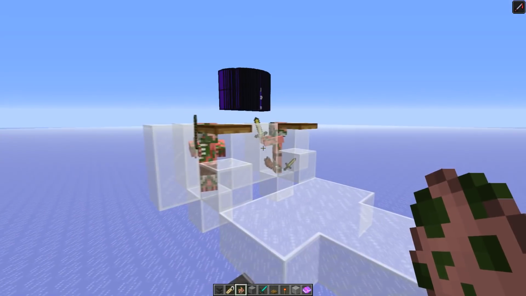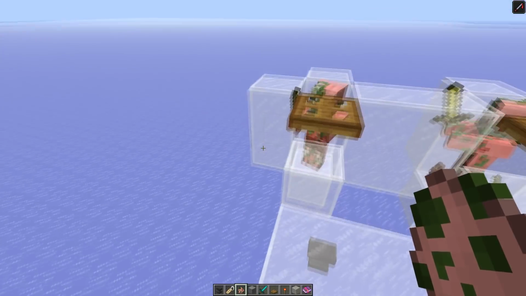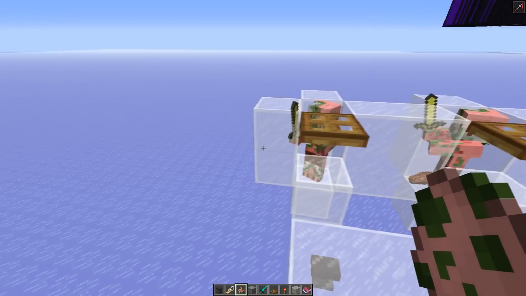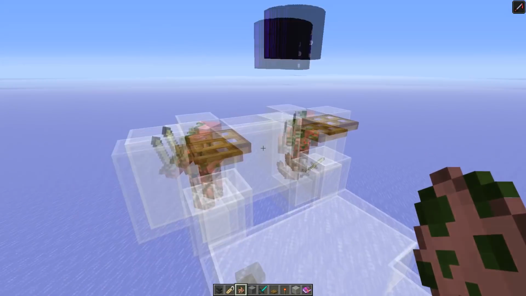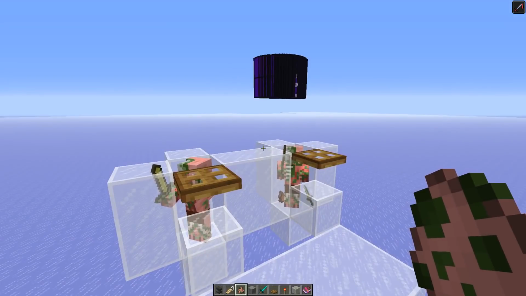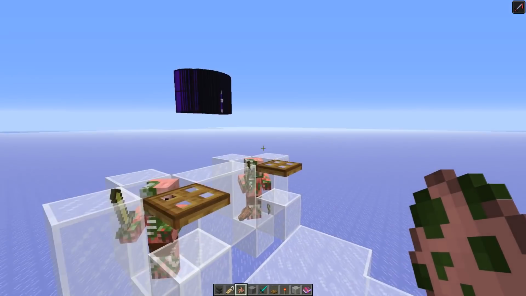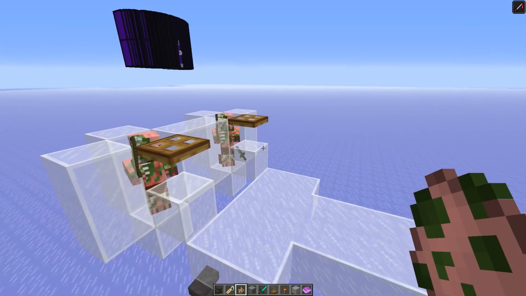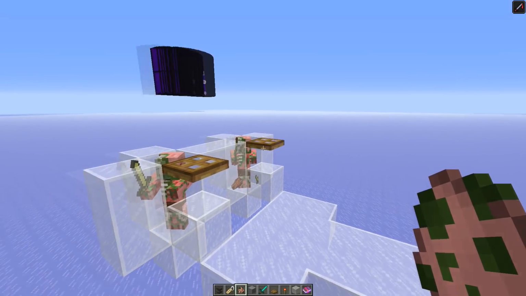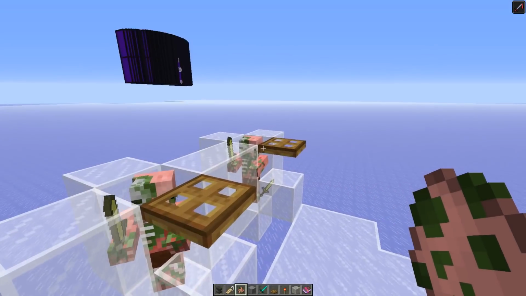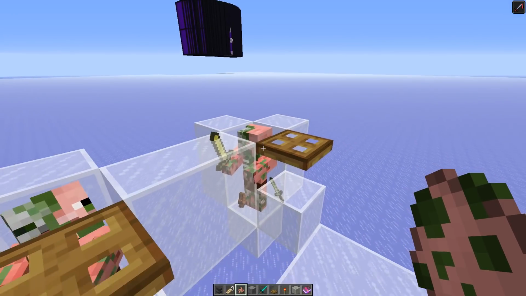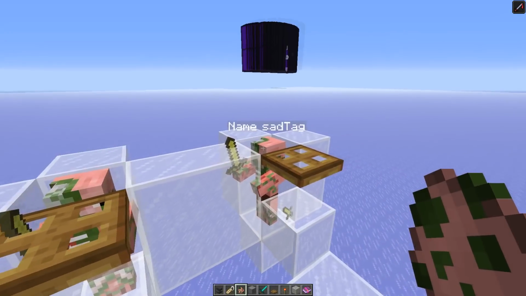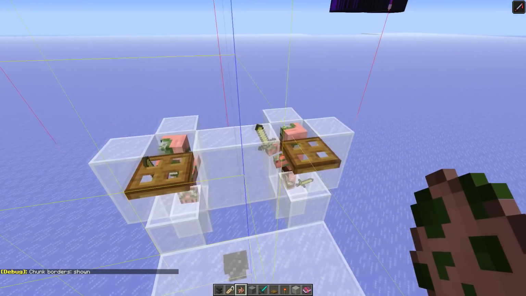What happens usually is you load a chunk, and both the pigmen are loaded at the same time. And then their schedules are synced, and then they would only send out the alarm every 100 ticks. Okay, and the trick in order to desync the pigmen AI is actually quite simple. You just need to have those alarm pigmen in different chunks.